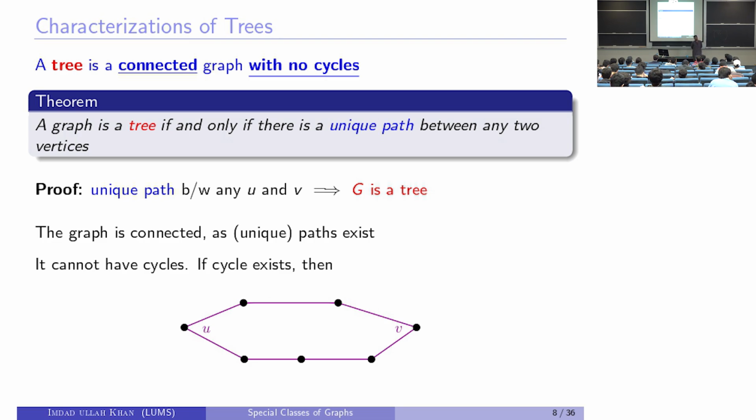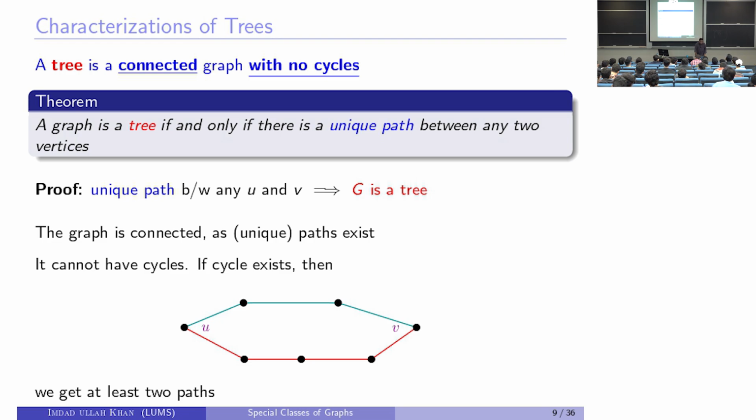What do you see in this graph? There are multiple paths, non-unique paths between u and v. You can take from u to v the upper path, or you can go the lower route, and that will be another path. So if the graph has a unique path between every pair of vertices, it cannot have any cycle. It must be a tree. Okay? This was the one characterization.